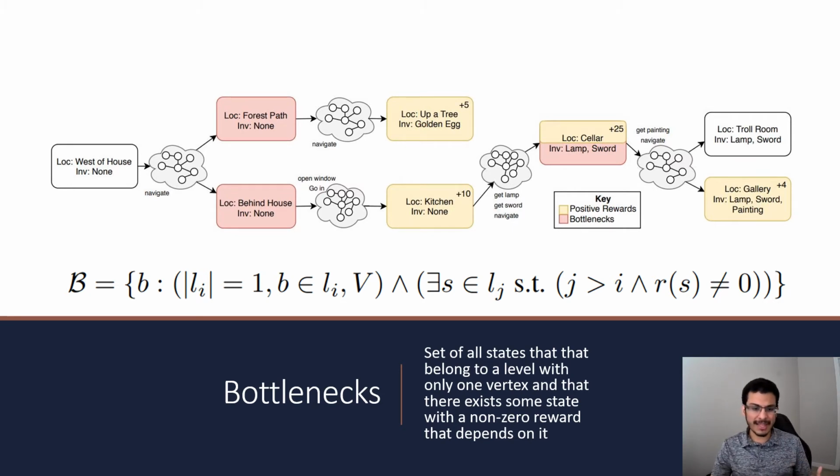This definition is basically saying, this is the set of all possible states that belong to a level in this DAG when topologically sorted, such that there's only one vertex, and that there exists some state with a non-zero reward that exists on this level with one vertex. So this is just a formal way of stating what I intuitively told you before.